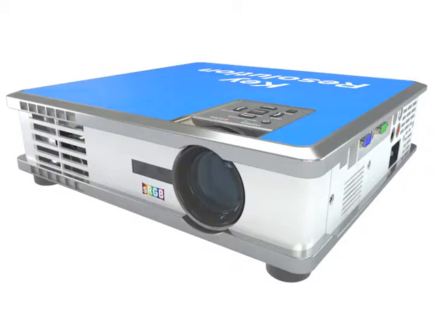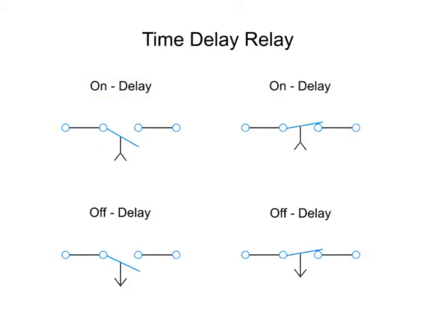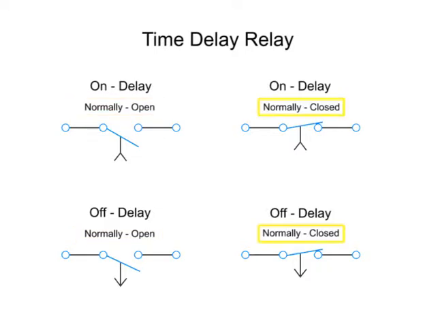Let's look at four basic types of relays. There are two types of relay functions: on delay and off delay, each with two types of contacts, normally open and normally closed, represented here by four symbols.